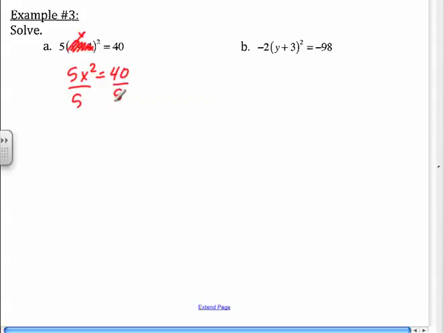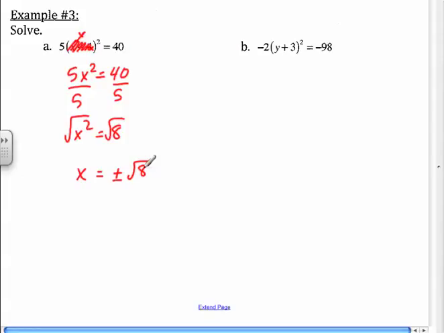I divide both sides by 5, right? And I get x squared equals 8. And then I take the square root, right? And so then x is going to equal plus or minus the square root of 8, which is 2 root 2. We'll talk about simplifying radicals tomorrow. Okay, that's the way I do it.